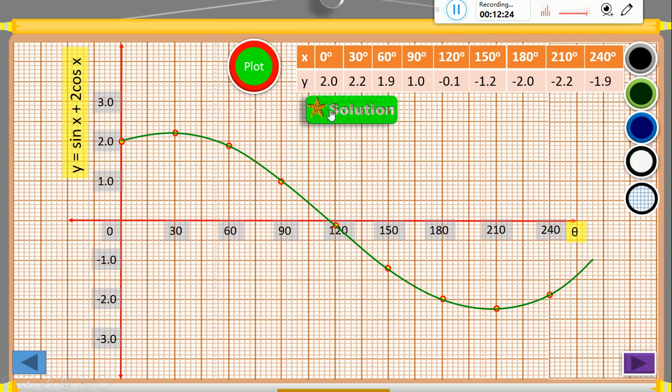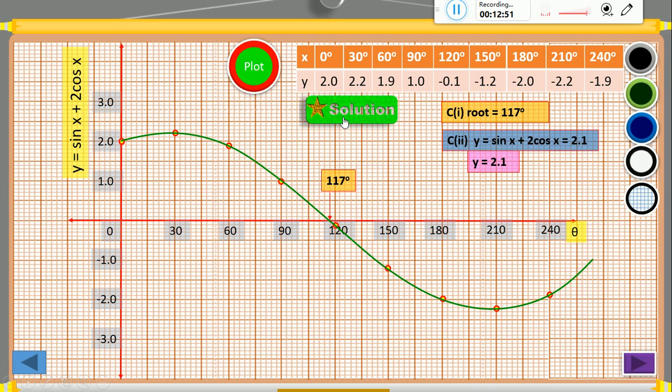We are now ready to solve the questions and get the values we are supposed to get from the problem. That gives us the value where the graph or the green curve crosses the theta axis, and that's the root of the question. As you can see, that is 117 degrees.